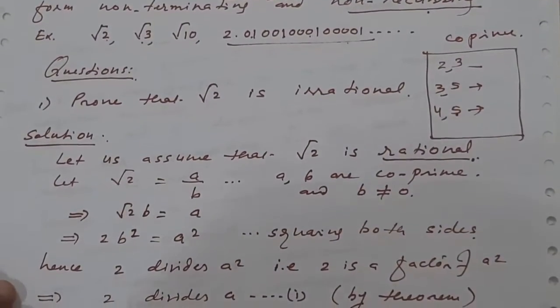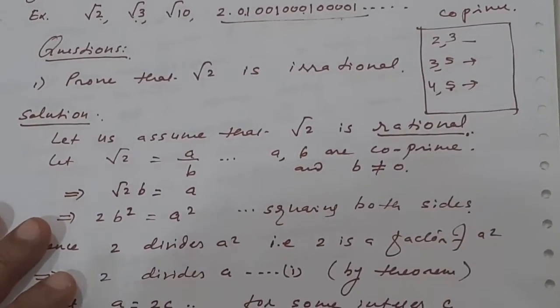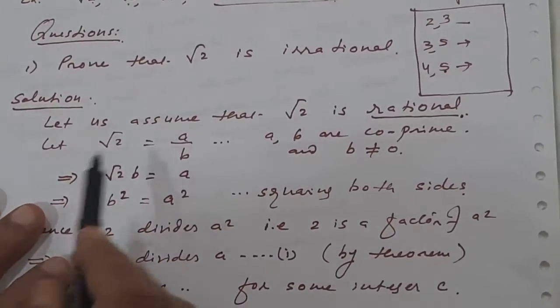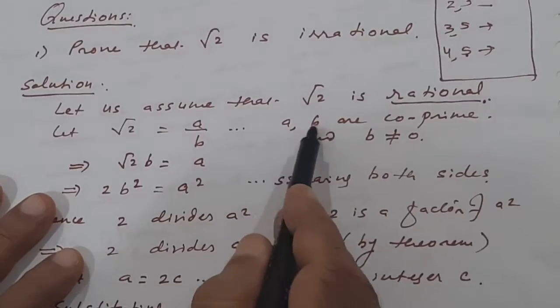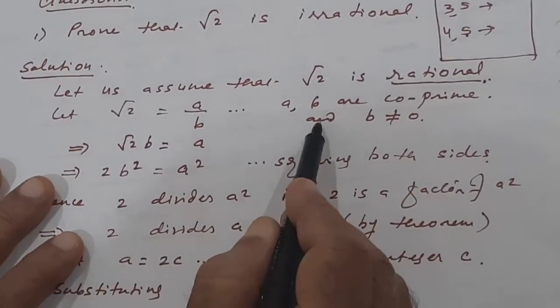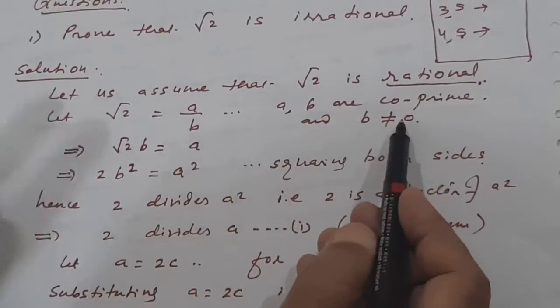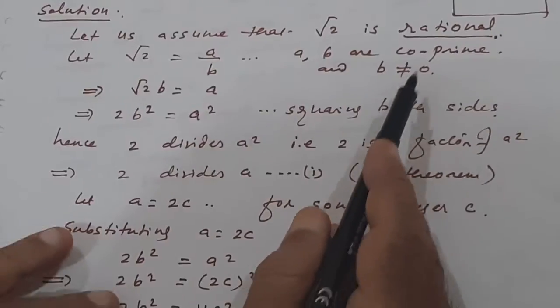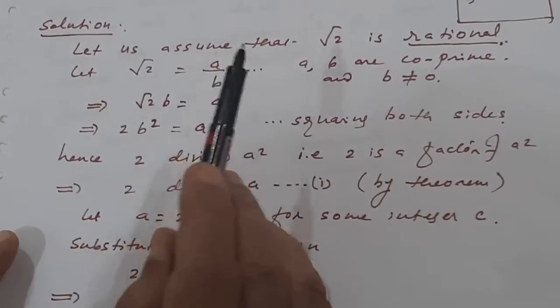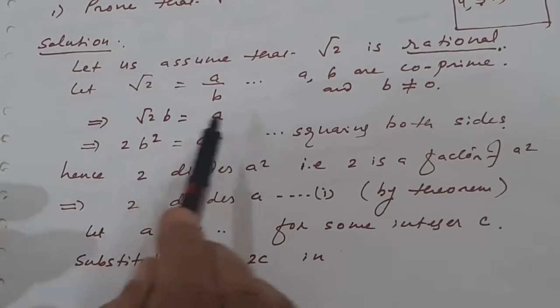You know it, I have already told you, but I am revising. So root 2 is equal to A upon B, where A and B are co-prime and B is not equal to 0. You know, in a rational number the denominator should not be 0. So this is our assumption. Now let us solve it.